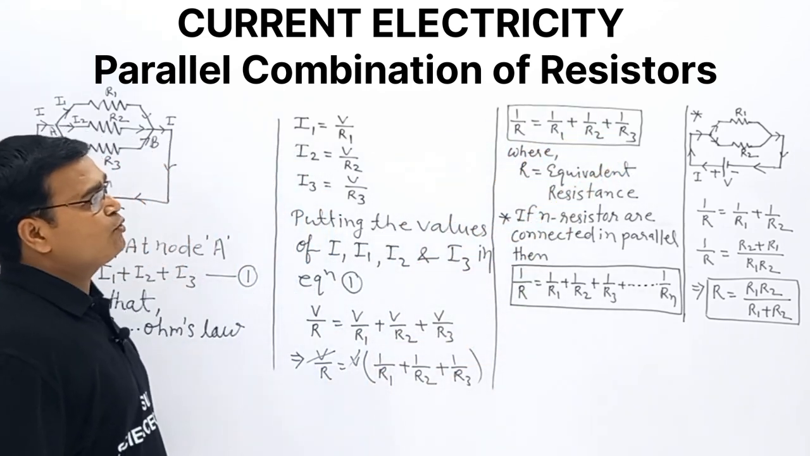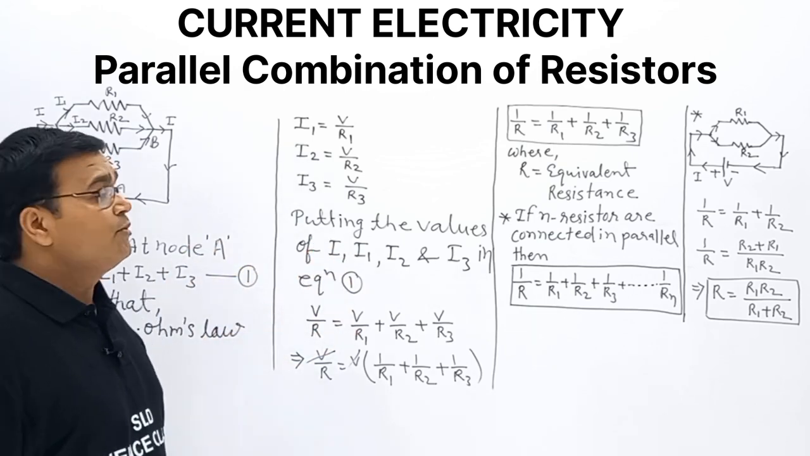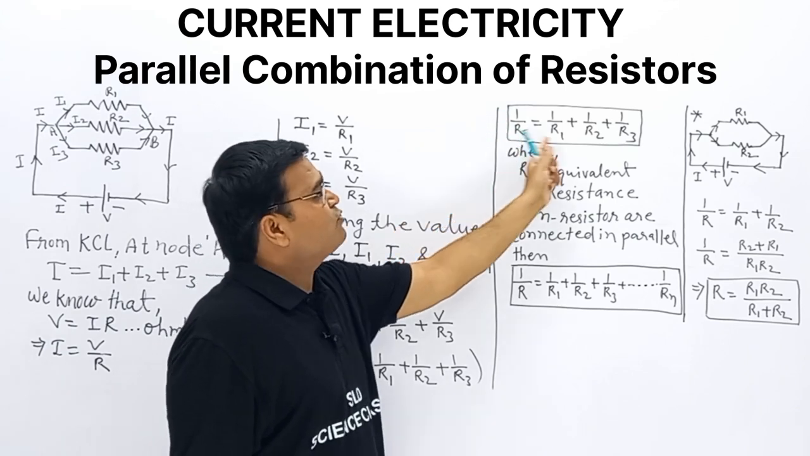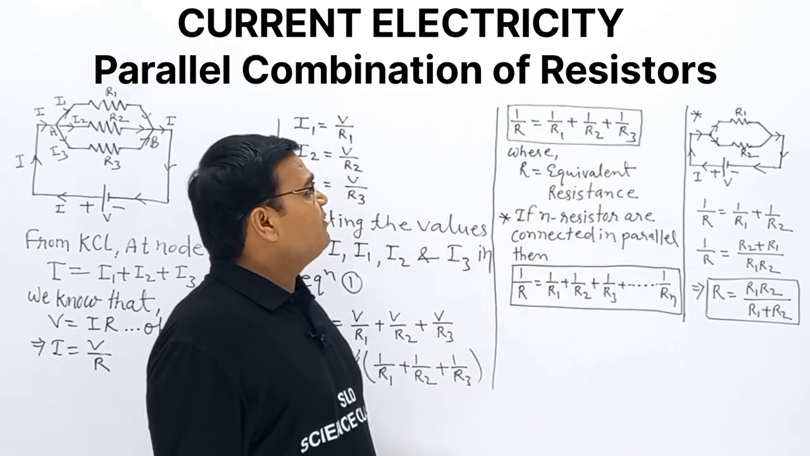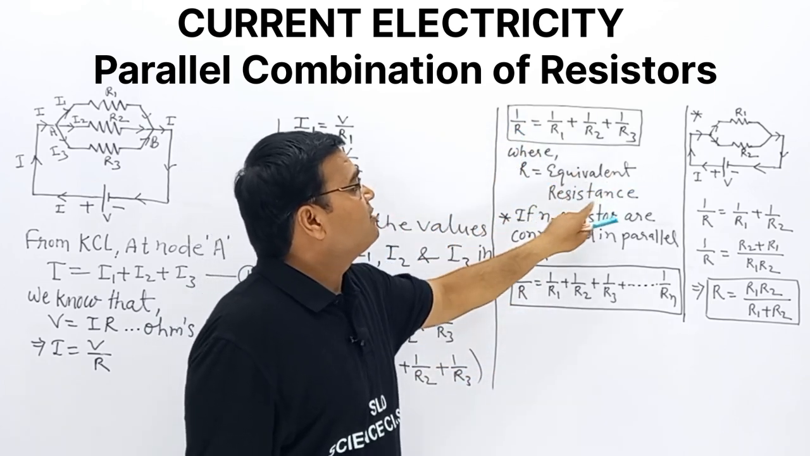Here R1, R2, R3 are three resistors connected in parallel. Then R is the equivalent resistance. Once we solve by taking the LCM, we get the value of R, and that R is called the equivalent resistance.